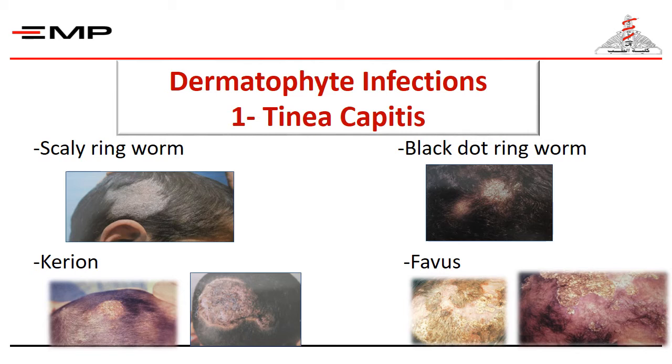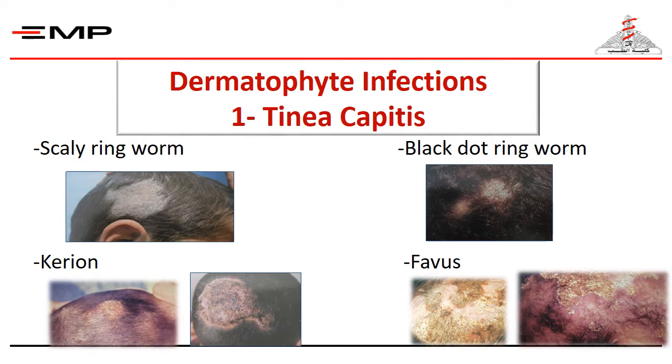Regarding the second type, what is called black dot ringworm, it is caused by Trichophyton violaceum. This condition is similar to scaly ringworm. However, the hair is broken off shortly after it erupts from the scalp and so appears as a black dot, and hence the name black dot ringworm. Scaling is mild and healing occurs without any scarring.